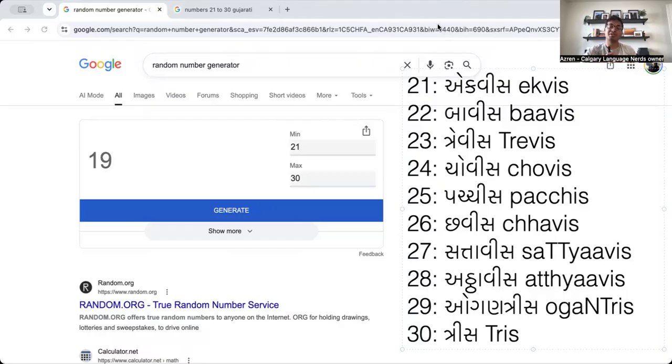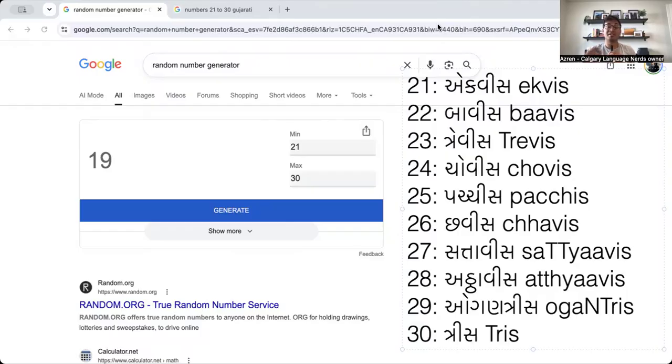Today we're going to keep working through numbers in Gujarati, and we're going to focus on 21 to 30. Last time we did 11 to 20, so today we're going to work our way up to 30. I'm going to teach you the numbers to begin, and then we're going to do a whole bunch of practice.